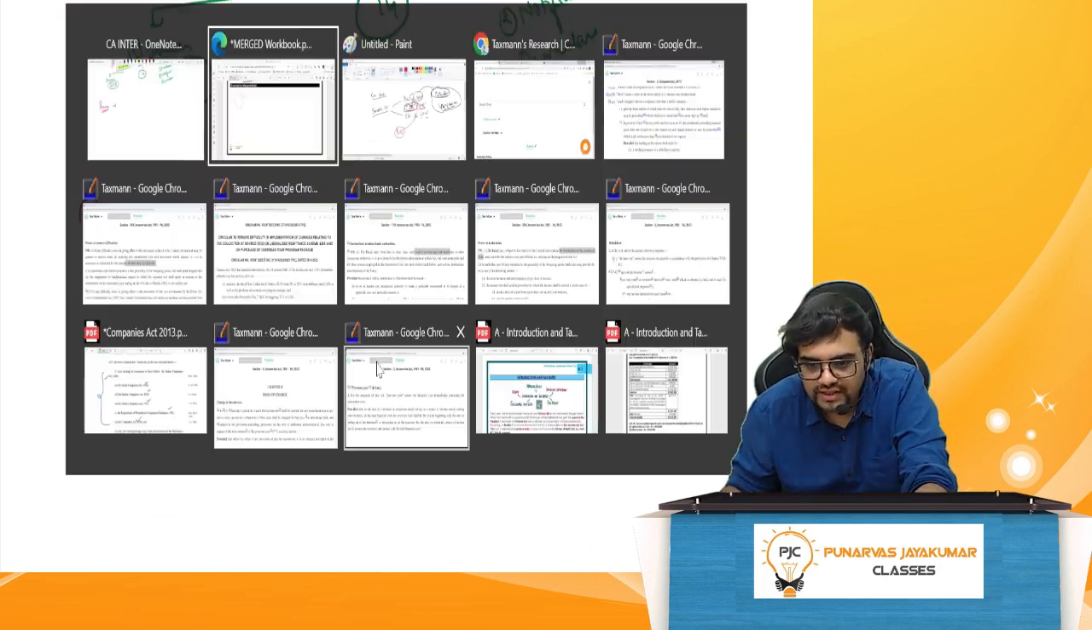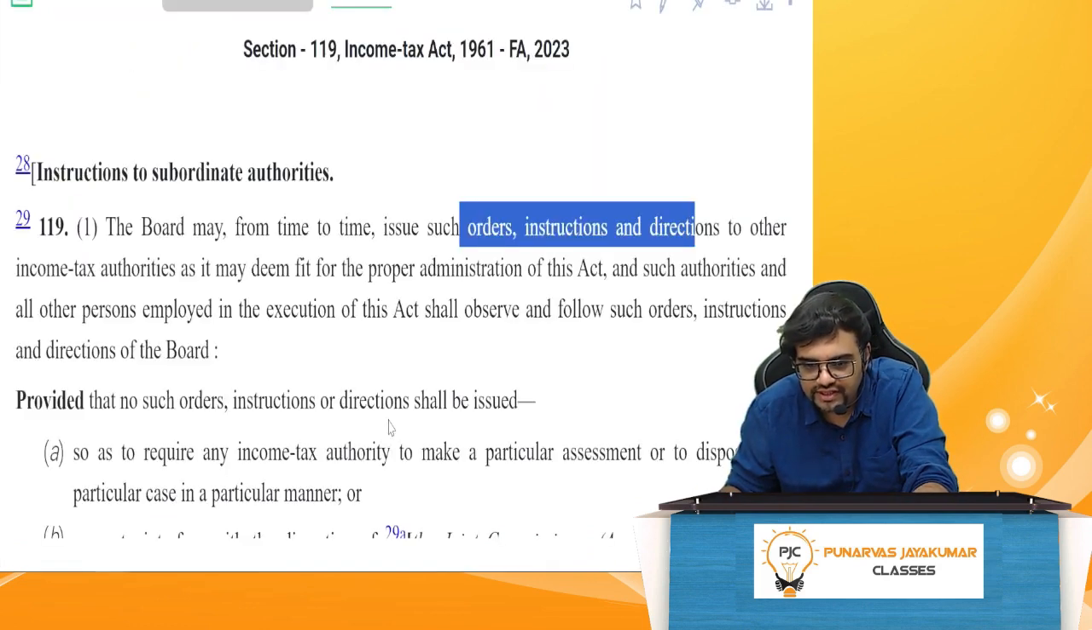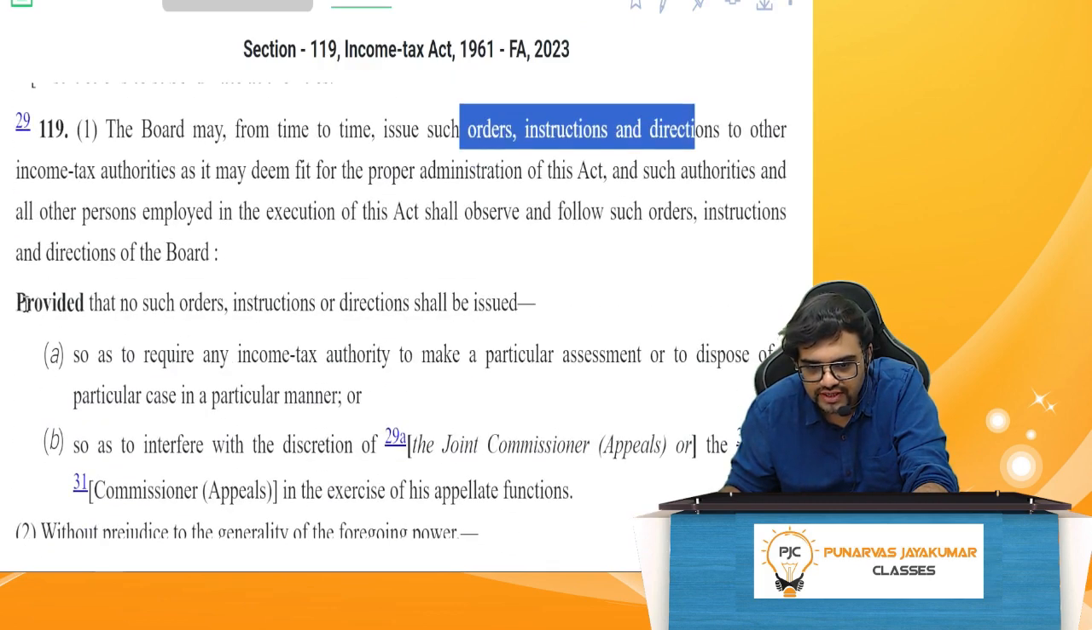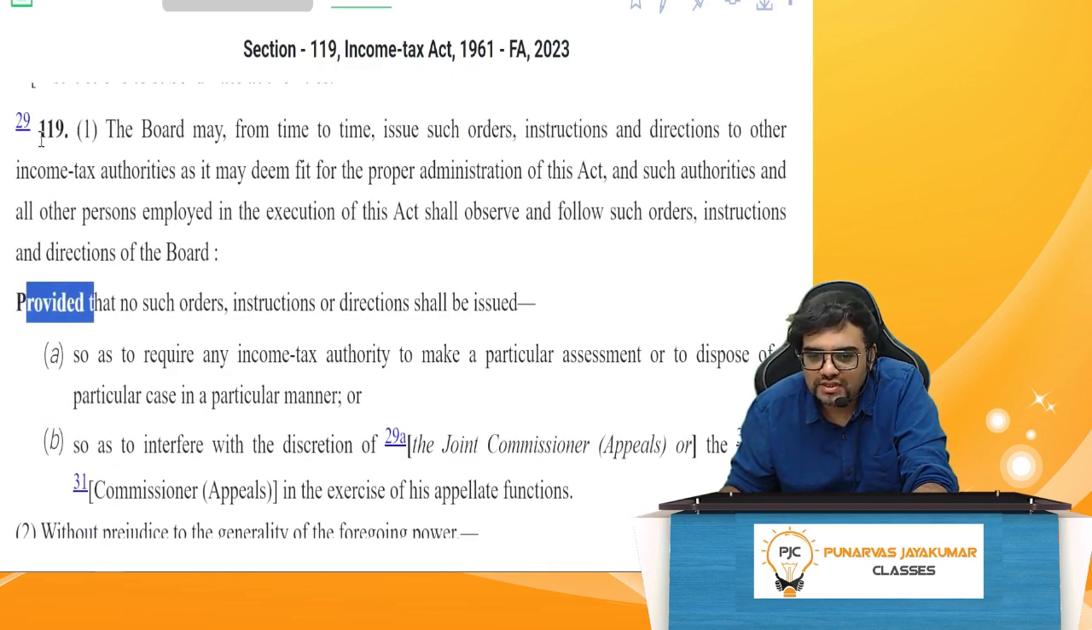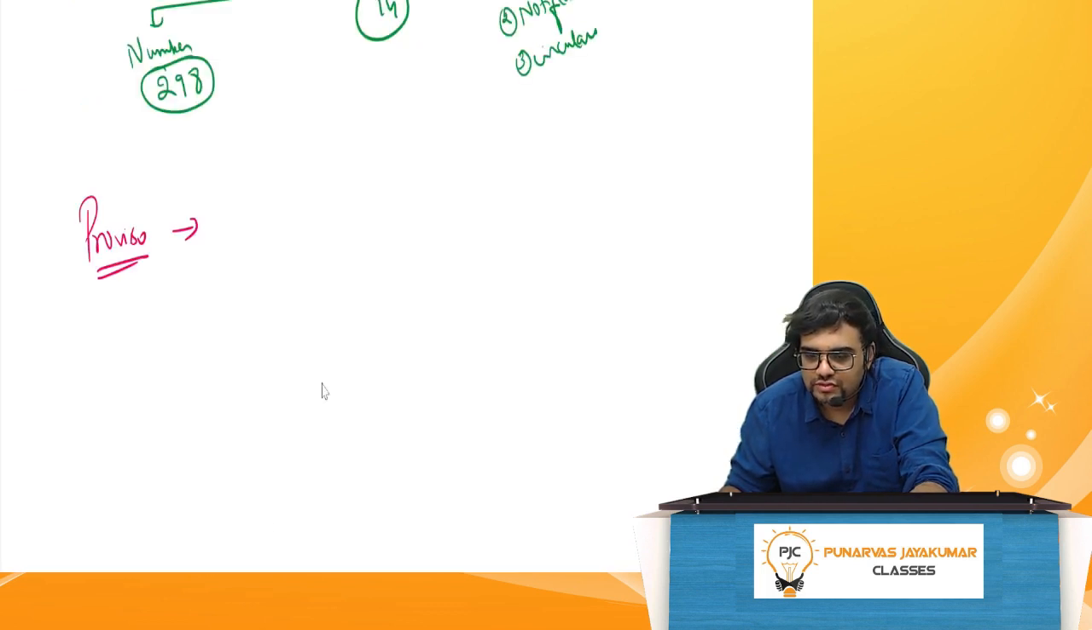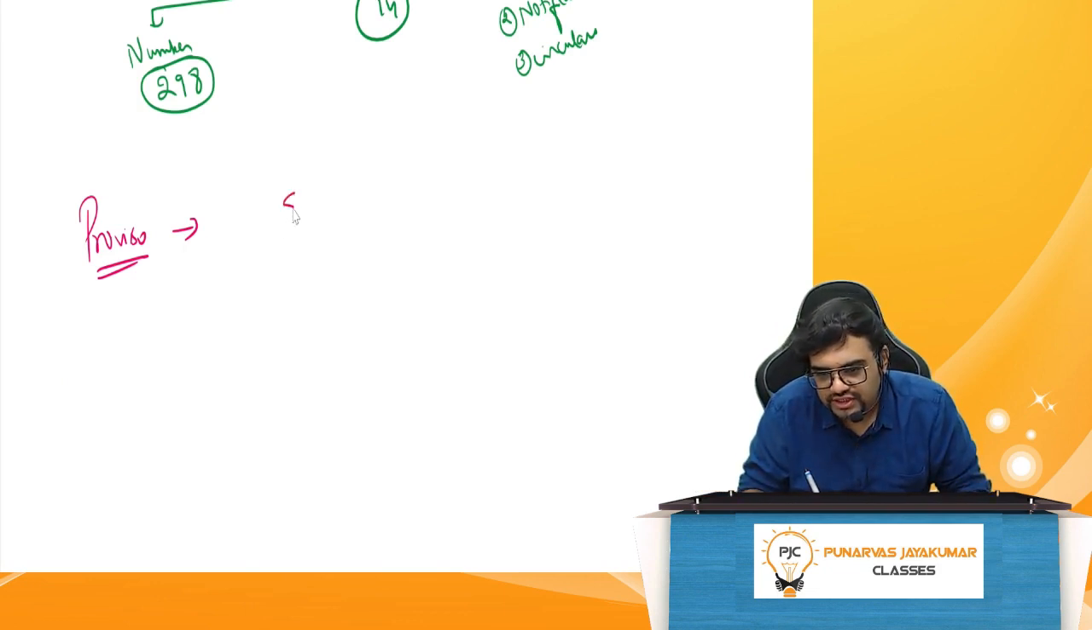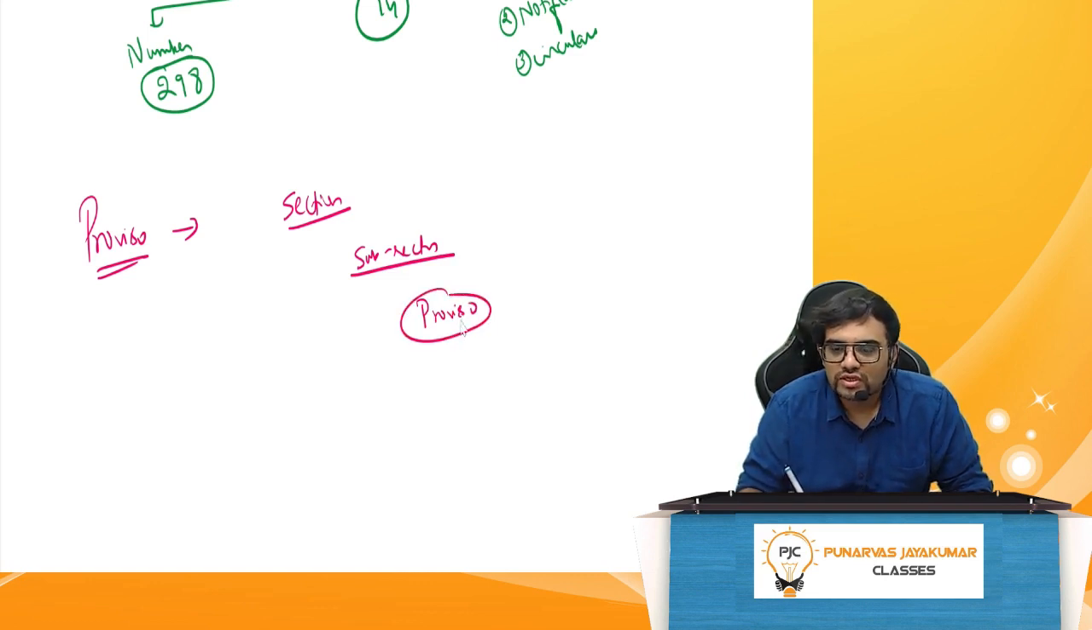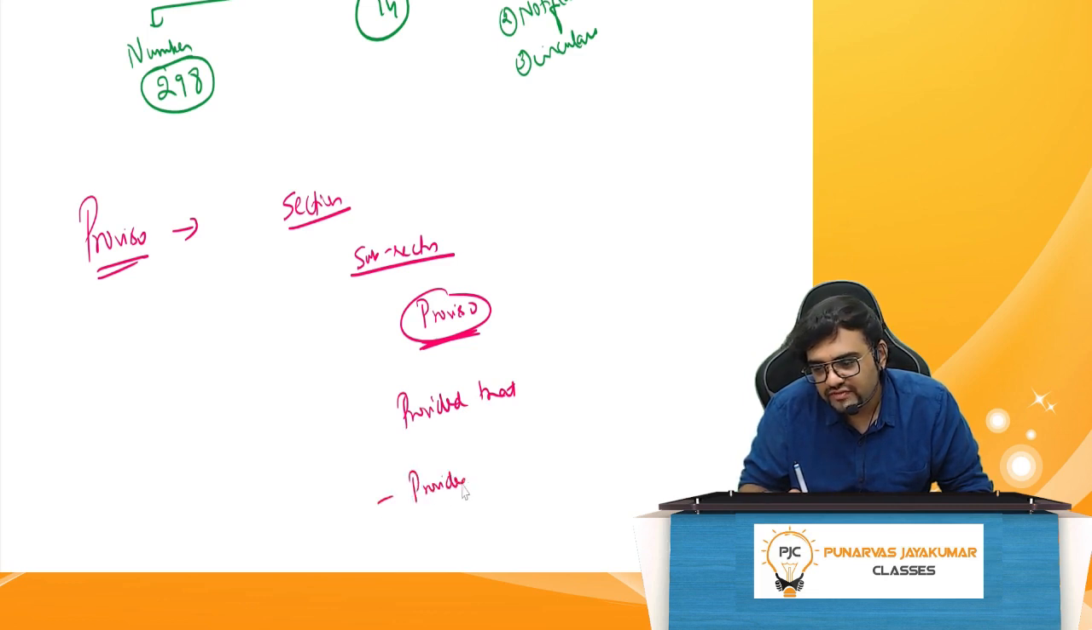You would have seen many places, provided that, provided that, provided that. See here only, provided that. Simply 119 subsection randomly provided that. So when there is a section, then there will be a subsection. Under that subsection, there will be a proviso. What does this proviso do? First it says provided that. Second, it says provided further that.